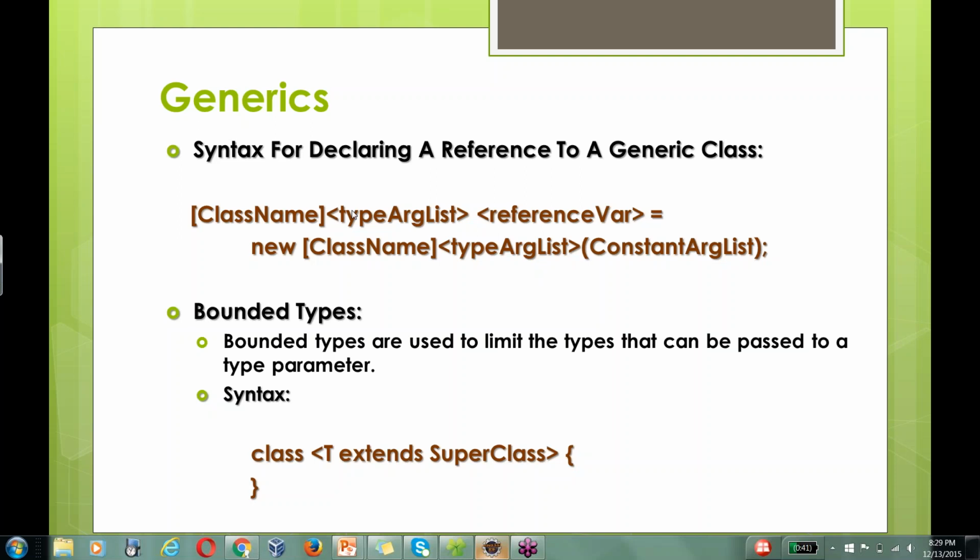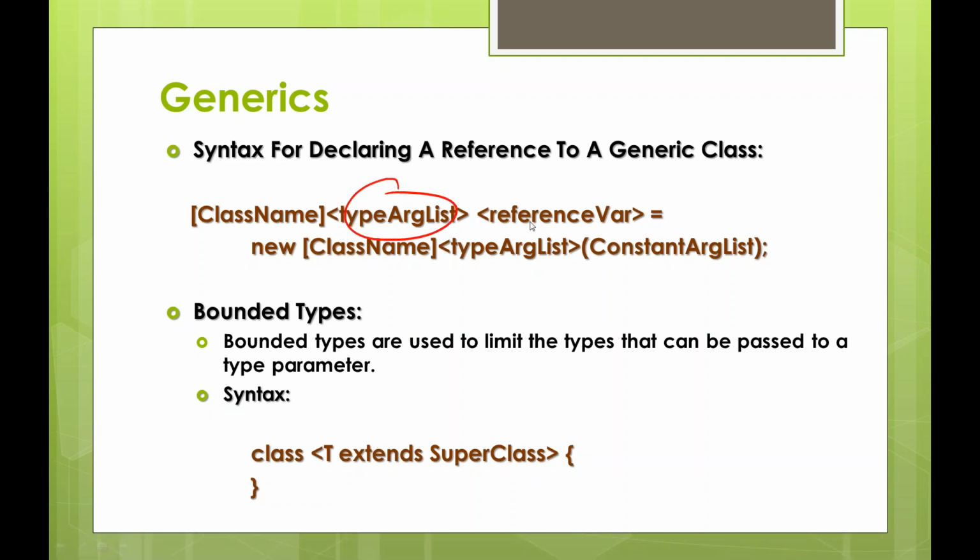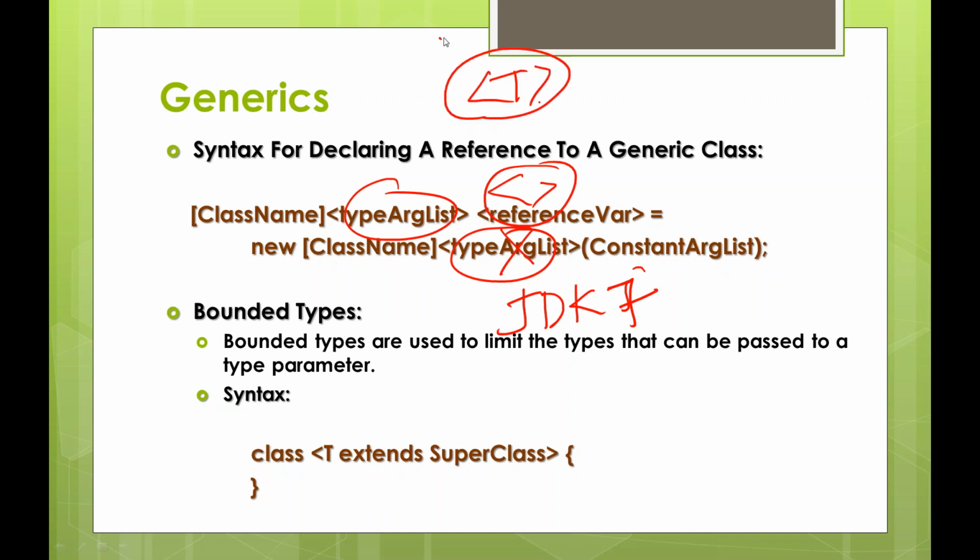Then the syntax for declaring a reference variable. This is one way, but from JDK 7 this is not needed. Just mention empty angle brackets. So we have specified the types in angle brackets as a parameter to the class declaration. We have specified the type parameter to the class declaration, and while creating objects, we can pass type arguments to this particular type parameter.